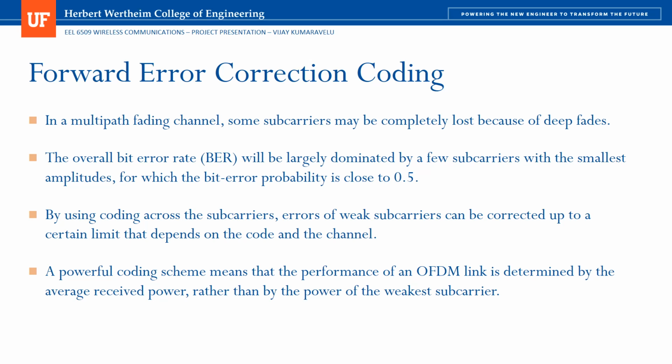So what is an FEC encoder? Why do we need forward error correction? In some multipath fading channels, some subcarriers dominate the BER performance just because they have the smallest amplitudes. We need to overcome this domination so that the BER performance is not affected by the weakest subcarriers. Therefore, coding can be used, and the errors of the weak subcarriers can be corrected to a certain limit, and therefore we will be able to make sure that the performance of an OFDM link is dependent on the average received power and not on the power of the weakest subcarrier.